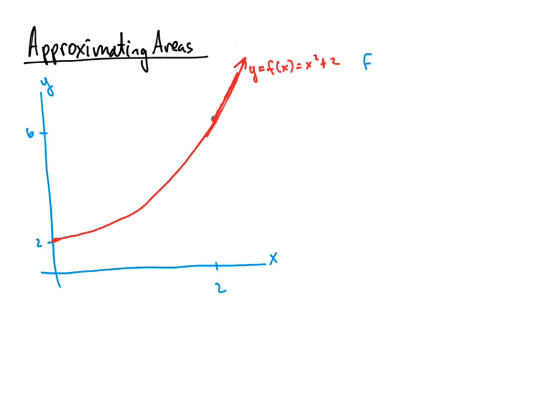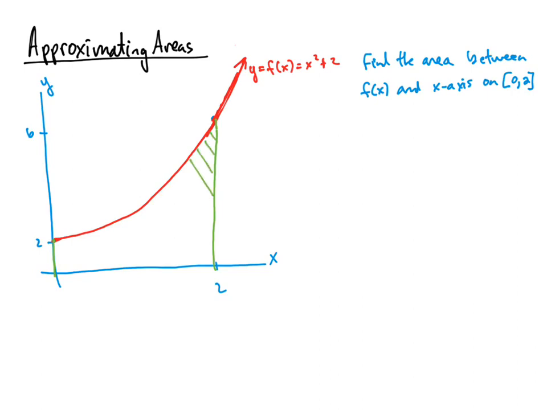So we want to find the area between f of x and the x-axis on the interval 0 to 2. What this is saying is we're starting at 0 here. We're going to 2, and we want to approximate the area of this region here.